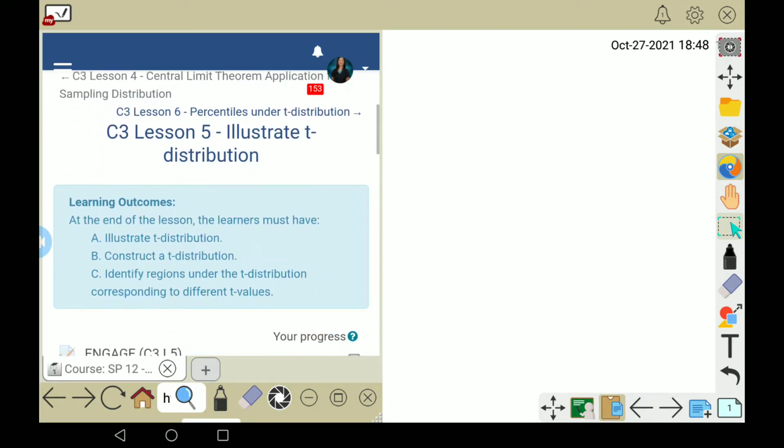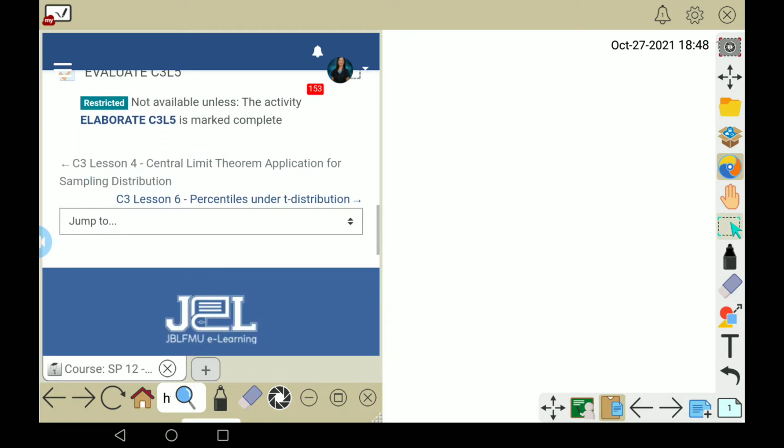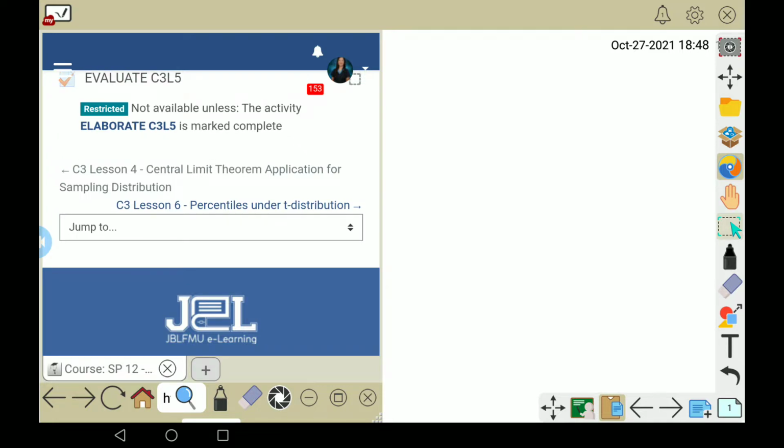Before anything else, we need to know what the learning outcomes are in this lesson. First is to illustrate the T distribution, of course. B is to construct a T distribution, and C is to identify regions under the T distribution. And of course, we have the following discussion, which is what we are going to discuss right now.